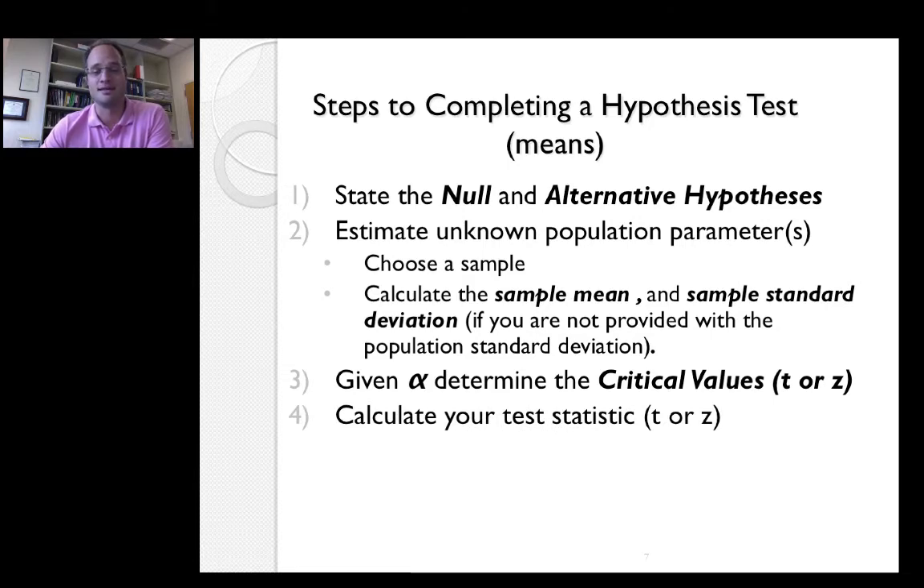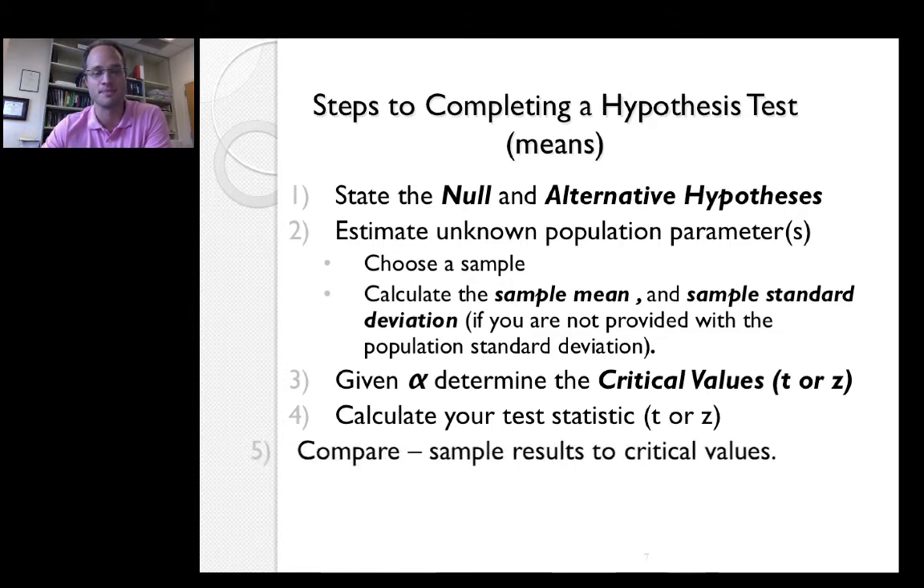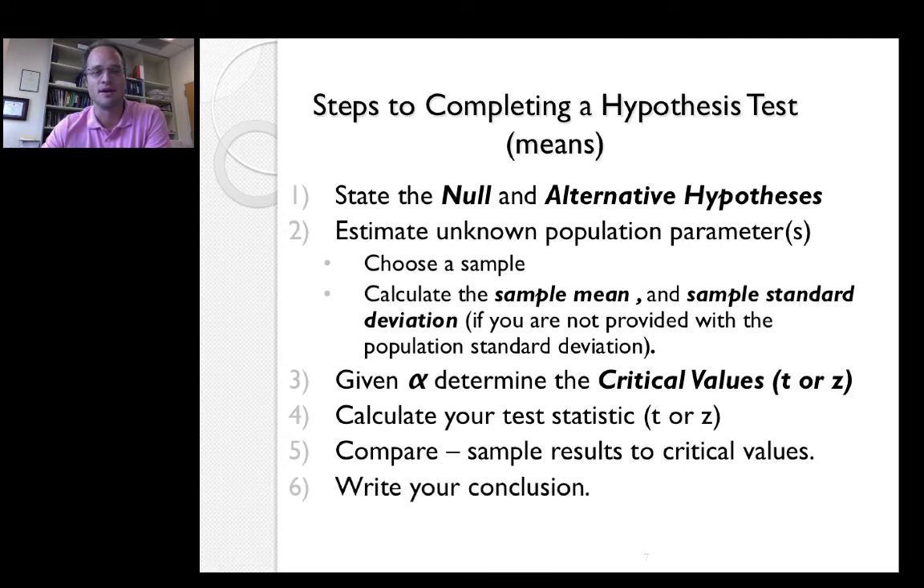We want to calculate our test statistic. Again, this will be a T or Z for the same reasons. The test statistic is going to tell us how many standard errors, the standard deviation of the sampling distribution, X bar is from the hypothesized value. We're going to compare the test statistic to the critical value, and then we're going to write out our conclusion.